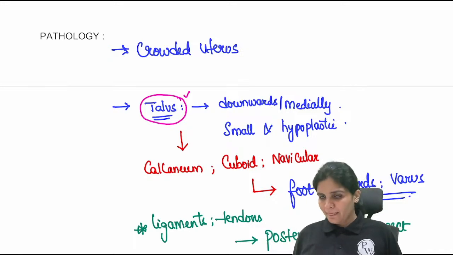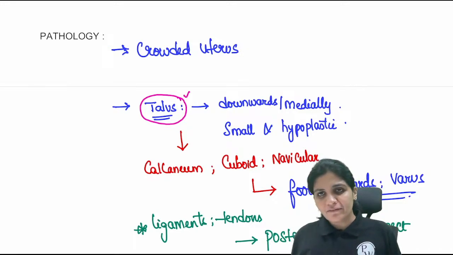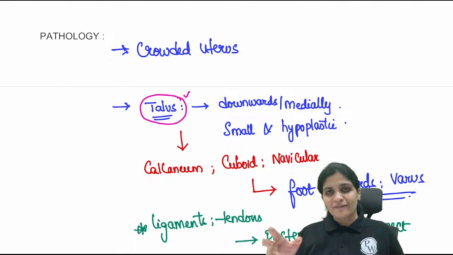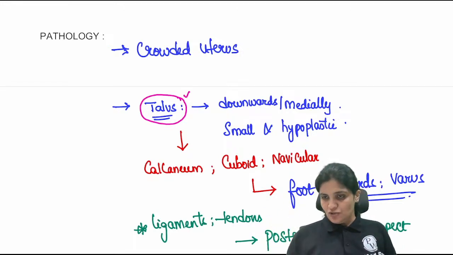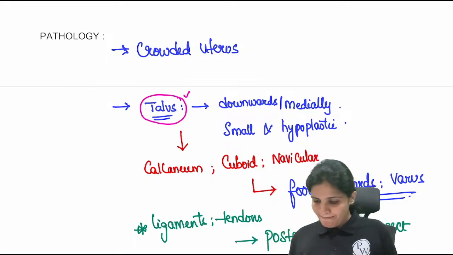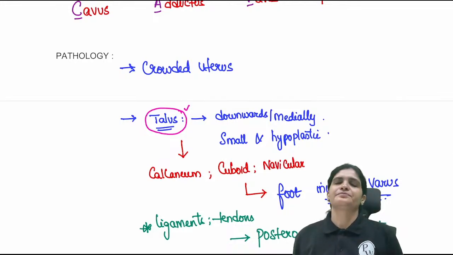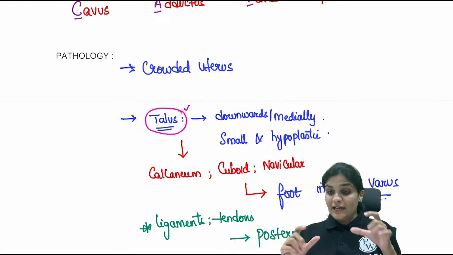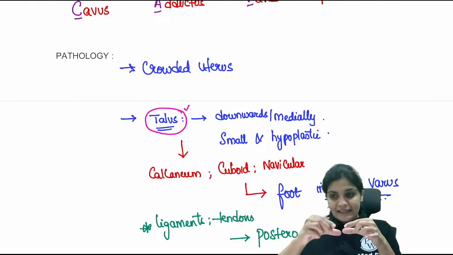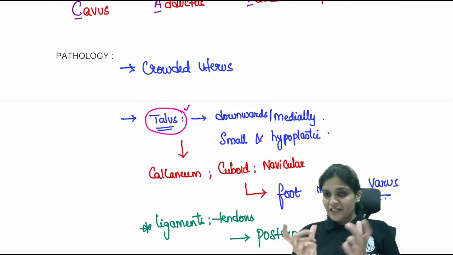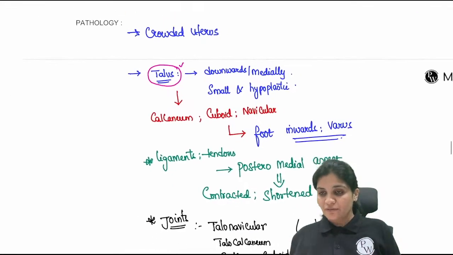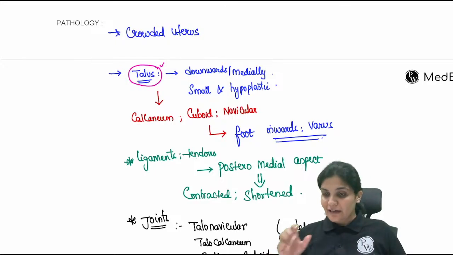The talus goes into inversion only. Everything we're talking about goes into inversion, like the inversion and eversion which occur at the subtalar joint. So everything is inverted only. Now whatever the talus is, it goes downwards like that and turns medially. Because of that, the surrounding structures, the calcaneum, the cuboid, the navicular are also deformed. And now the foot will go into inversion, and the hind foot.